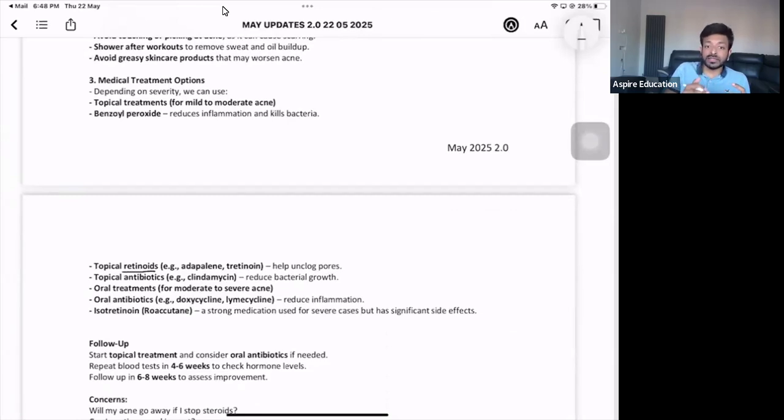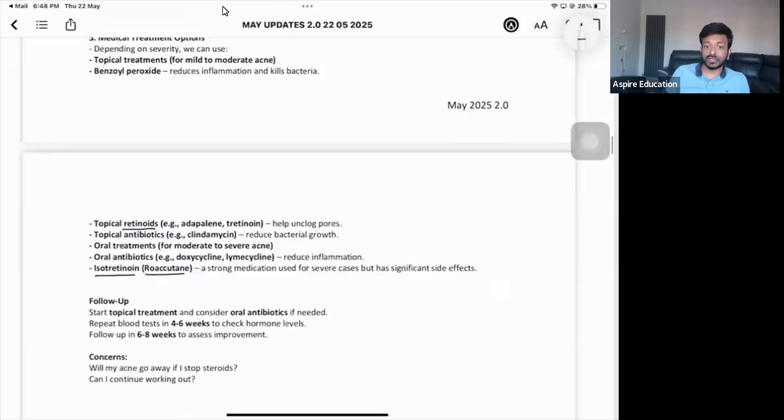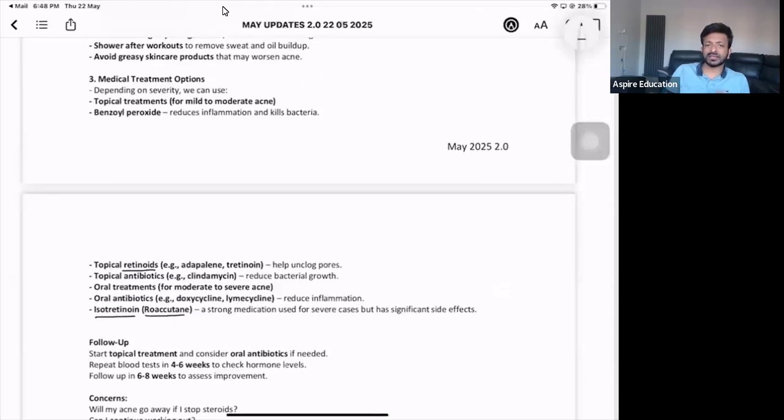And if that's not making things better for the patient, we'll be able to refer the patient to the specialist, and the specialist might be able to start the patient on oral isotretinoin, Roaccutane, because the drug has got a lot of side effects as well. It's going to make your skin very thin and all. So that's why we have to be very careful. We are not the one who's going to start it, right?